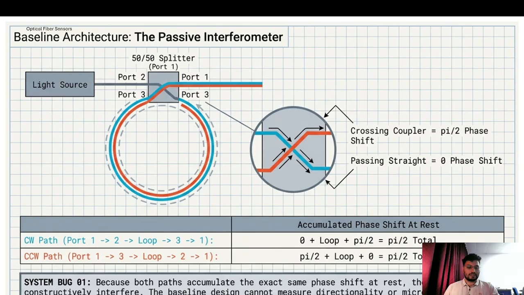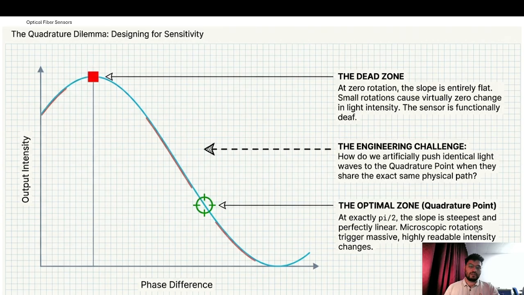So there are system bugs. First system bug I'm going to discuss here: because both paths accumulate the exact same phase shift at rest, they perfectly constructively interfere. The baseline design cannot measure microscopic changes directly. So to solve this issue, we need to address the quadrature dilemma, designing the sensitivity.